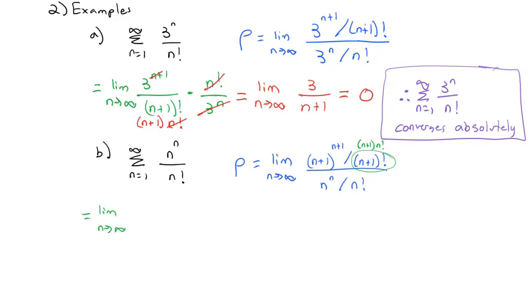And the n plus 1 to the n plus 1 power, I'm going to rewrite that as n plus 1 to the n times n plus 1. That way, when you add the exponents, you get that n plus 1. So now, multiplying by the reciprocal, we have n plus 1 to the n times n plus 1 over n plus 1 times n factorial times n factorial over n to the n power.